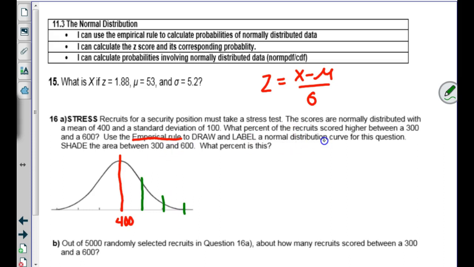So this is an easy one. It says the standard deviation is 100. So this would just be 500, 600, 700. And going this way, it's 300, 200, 100.